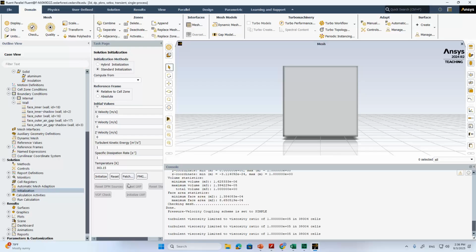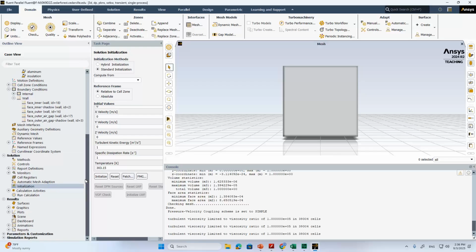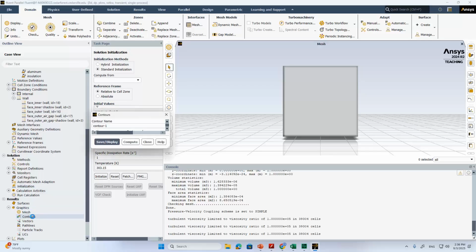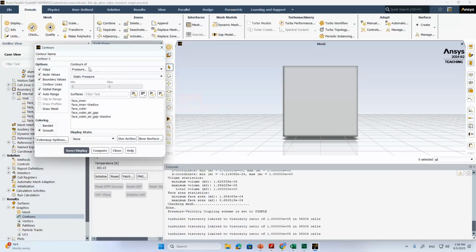Okay, the patch works. So to do that, I am going to plot the temperature distribution across the cross section of this cooler. This is done here: graphics, then I choose contours. I'm going to plot the contours of temperature over one cross section of this cooler. Right now I do not have any cross sections, so I'm going to create a cross section.